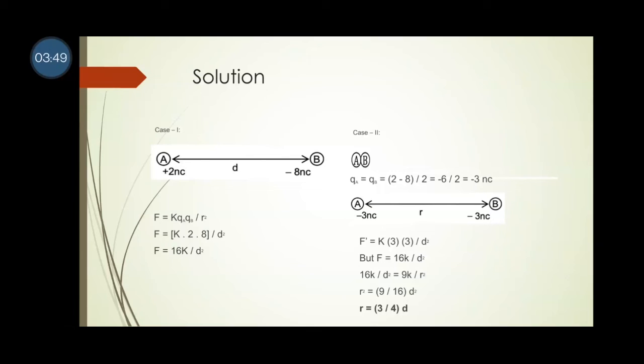And you know very well the F value. Substitute that F value from case 1 and you will get the equation 16k divided by d square is equal to 9k divided by r square. We want the distance, that is r. So if you equate for r square, 9 divided by 16 into d square, take the square root of the equation, you will get r is equal to 3 by 4 d.